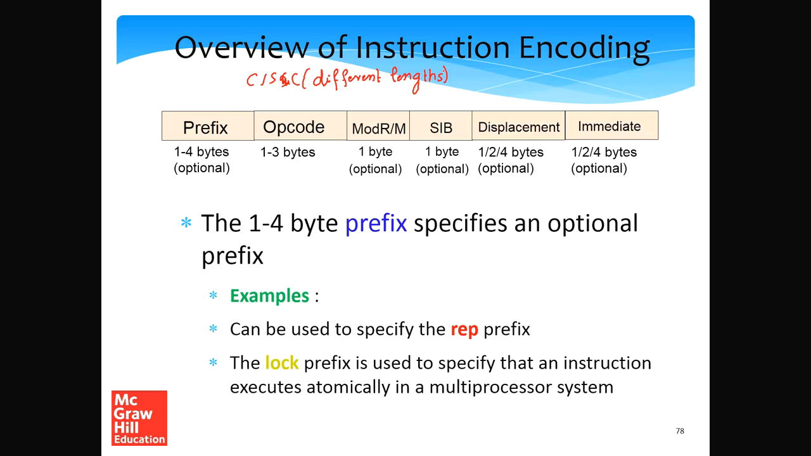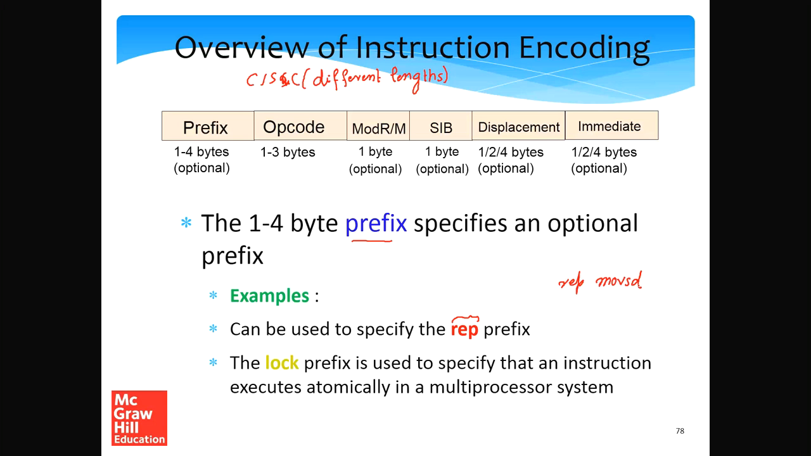Let's take a look at the broad overview of the instruction encoding scheme. The first 1 to 4 bytes, which are optional, are the prefix. So what is the prefix? For example, we have taken a look at the rep prefix in instructions, where we can have an instruction in the form rep movs. This will essentially execute movs several times, similar to a loop. There are many other prefixes.